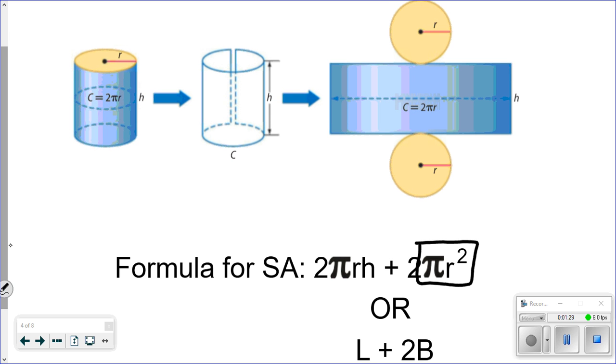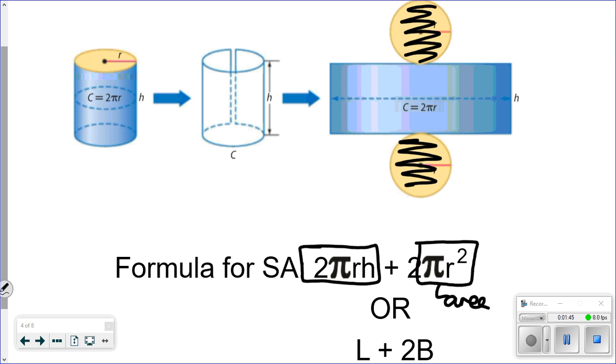There's 2 circles. So this part right here deals with these 2 circles. Okay? So that's why I have to take 2 times pi radius squared. This is the area of a circle, 2 times the area. Okay, so we have those 2 covered. Now let's talk about this right here.